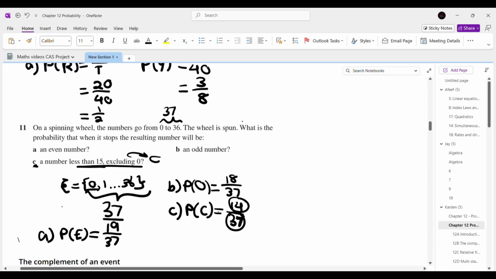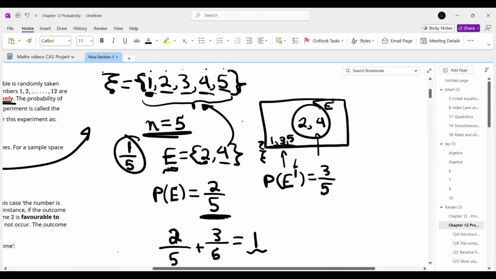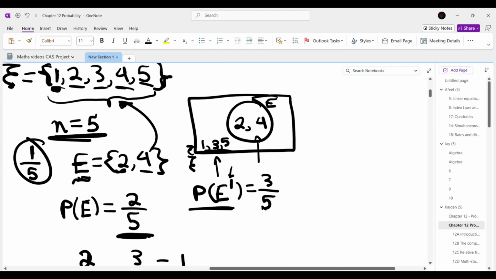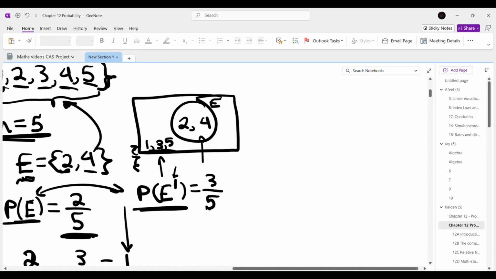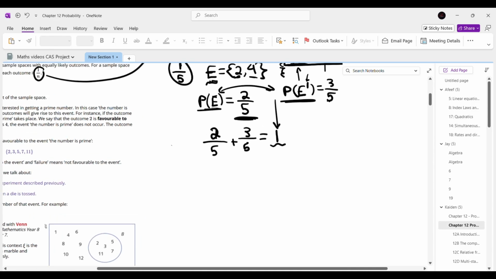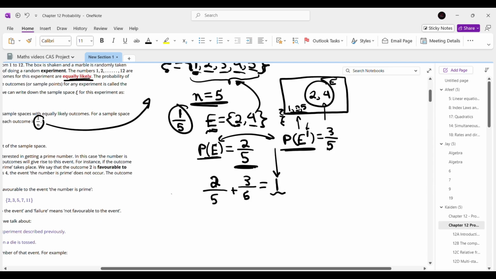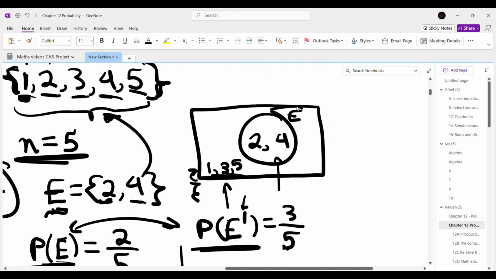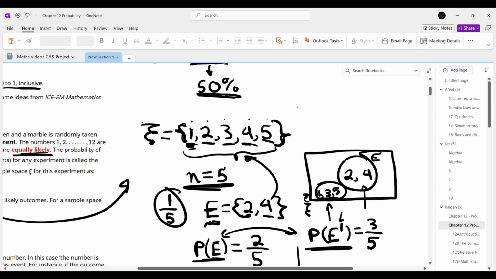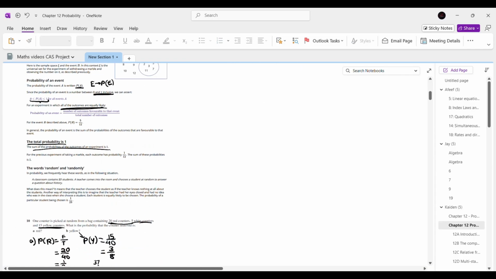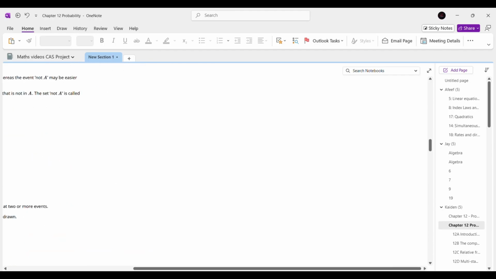Now, if we go back to what I was showing you up here, this is just not E. As you can see, the probability of E plus the probability of not E equals 1. And I showed you already up here. So the probability of not E is all the values outside this data set. As 1, 3, and 5 do not satisfy the conditions of being an even number, they are in the set of not E. So they are 3/5, or they're not in the set of E. It's a more accurate way of describing it.